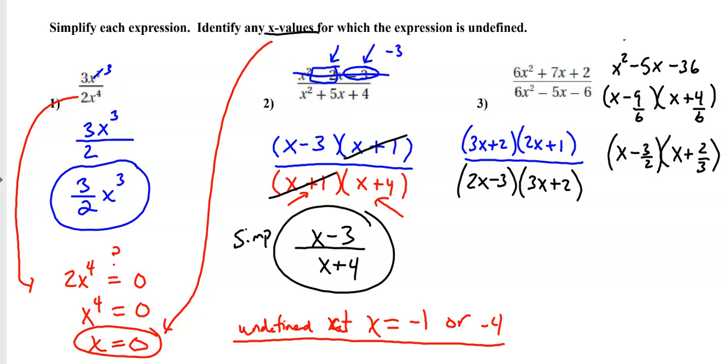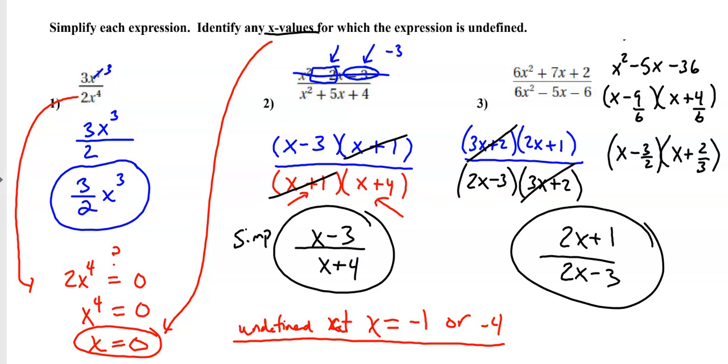And then luckily, what I wanted to have happen, I got a cancellation there. So what I'm left with is 2x plus 1 over 2x minus 3. We are simplified. And looking at the x's that make this thing undefined, I can get that from right here. So it looks like we are undefined at x equals positive 3/2 and negative 2/3. Those are going to be my two undefined values.